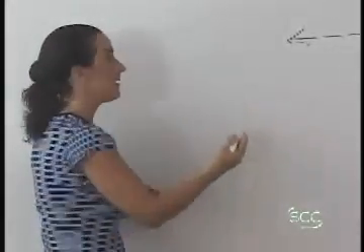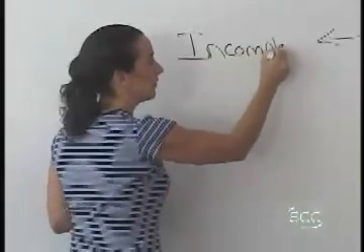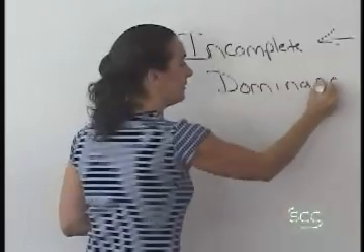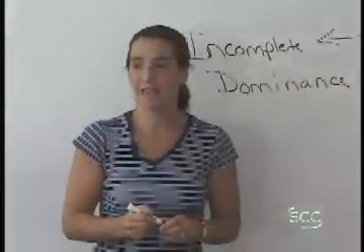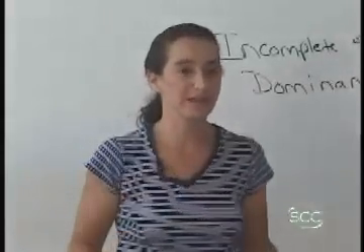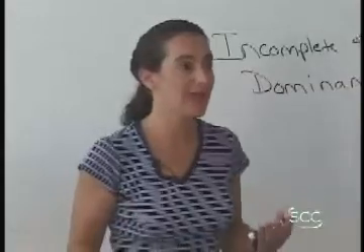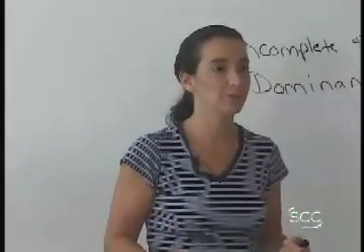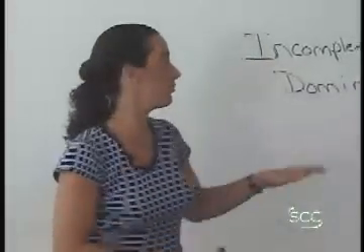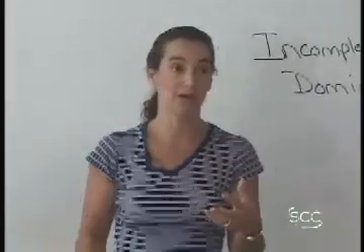On one side, we have what's called incomplete dominance. Now, incomplete dominance is a form of inheritance where there is blending. There is blending that actually happens when we talk incomplete dominance. An example of where you can see incomplete dominance is in snapdragons.